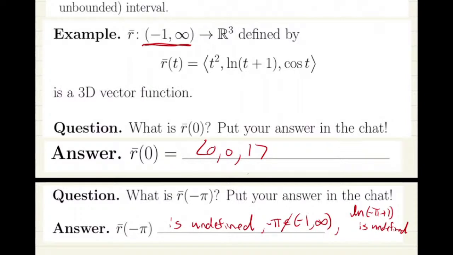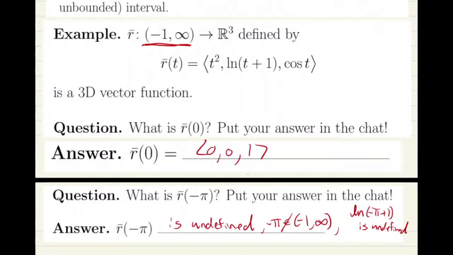That's not right. So you see here, folks, one component, the middle component, can affect the domain of the entire vector function. Do you see that? T squared and cosine of t are defined for all real values, but there's a problem with this middle component, and that affects the domain of the entire vector function. So that's interesting. Very good.